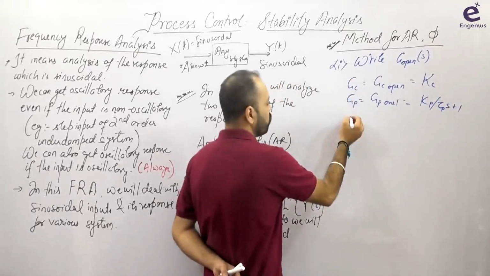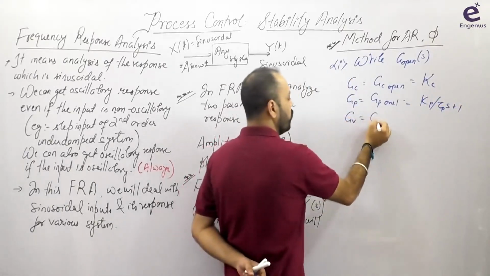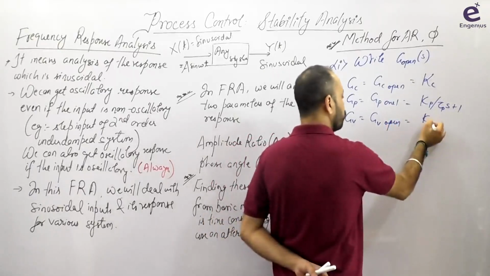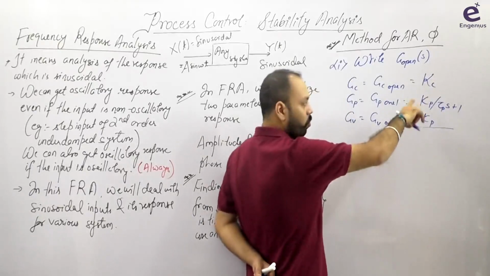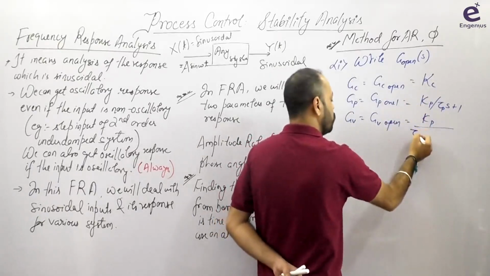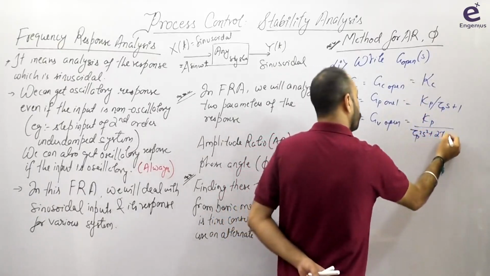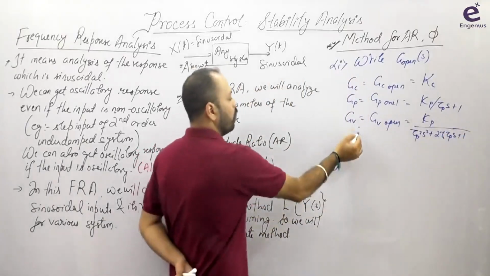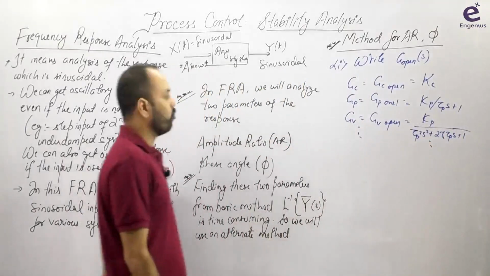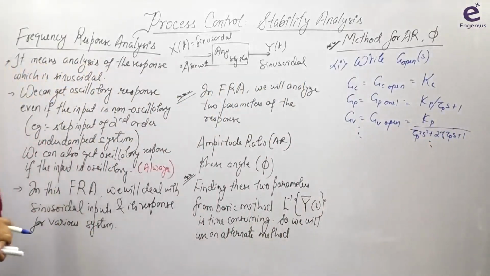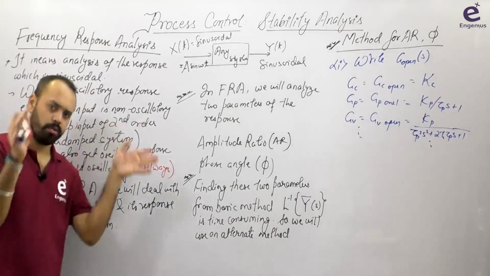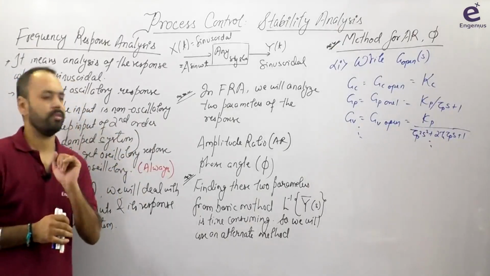What else? Suppose I write GV. GV can also be written as GV open. Valve. Suppose the valve is a second order transfer function, then what is GV open? These are just examples. Don't learn them as if this is always the case. No, just examples. Twice of tau PS plus 1. GV open and so on. Right? So first of all, write G open S. So you may ask, sir, then how am I going to find the AR and phi for the control system? I'll give you the methods, don't worry.